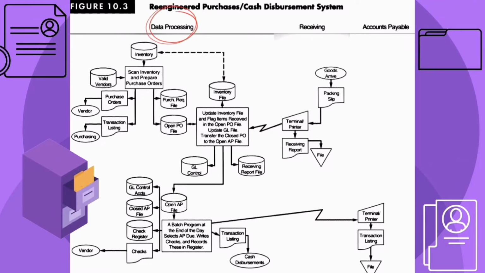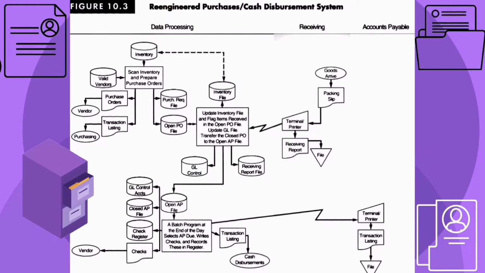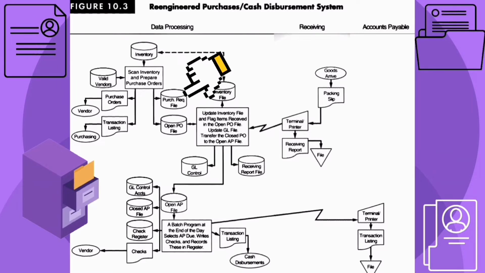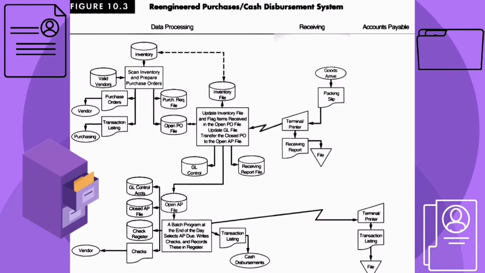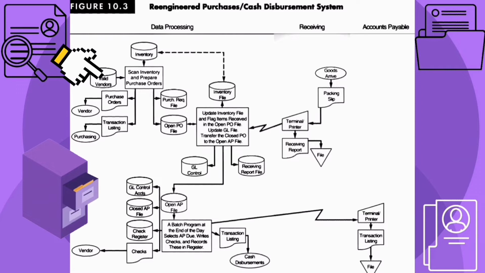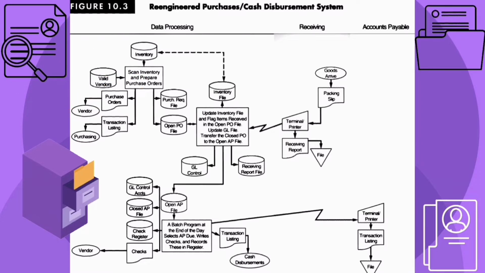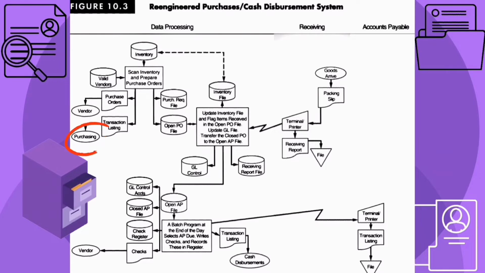While here in data processing, the inventory file is searched for items that have fallen to the reorder point. A record is entered in the purchase requisition file for each item to be replenished. Next, vendor mailing information is retrieved from the valid vendor file. Purchase orders are prepared and sent to the vendor. A record of each transaction is added to the open purchase order file. And lastly, a transaction listing of purchase orders is sent to the purchasing department for review.